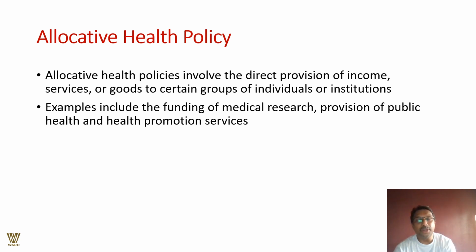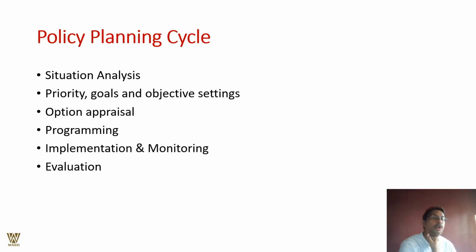Now, if you can administer certain medical interventions, let's say about diphtheria, let's say about polio, these are the vaccines that need to be given to the poorest of the poor in society, because either they are not aware of it or they simply don't have the means to avail it. Examples include funding of medical research, provision of public health and health promotion services, as I've already said about diphtheria and polio. So that is what allocative health policy would always be all about.